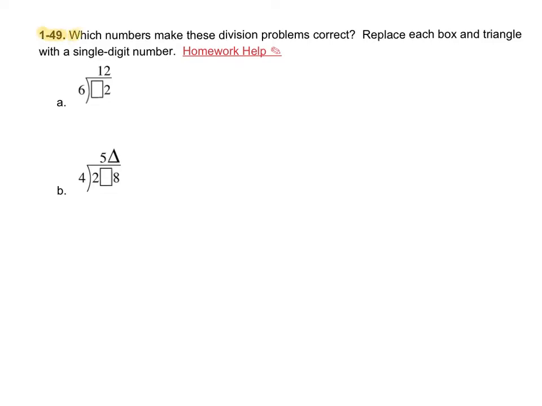1-49. Which numbers make these division problems correct? Replace each box and triangle with a single-digit number. Go ahead and pause the video and copy the problems down on your paper and try them on your own. Then come back and check your work.